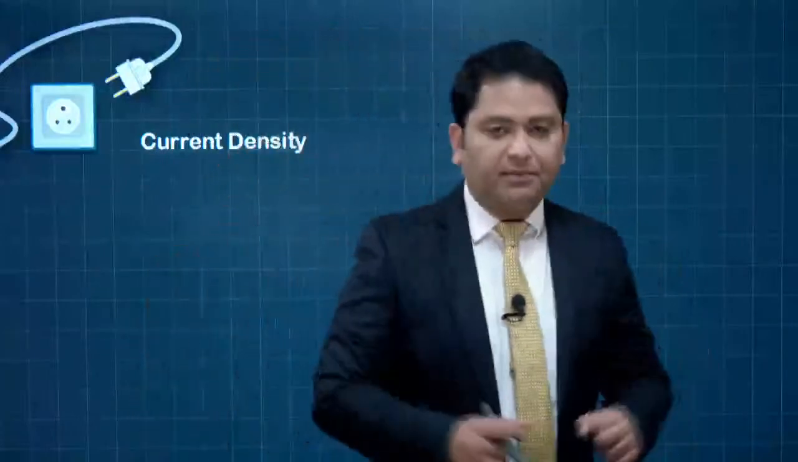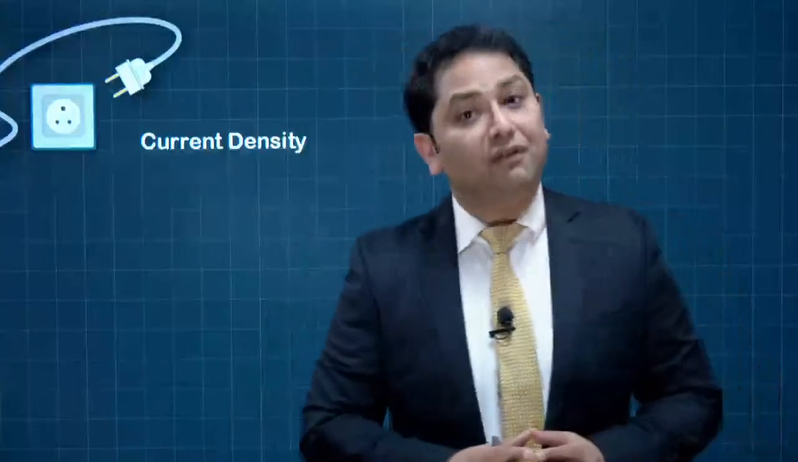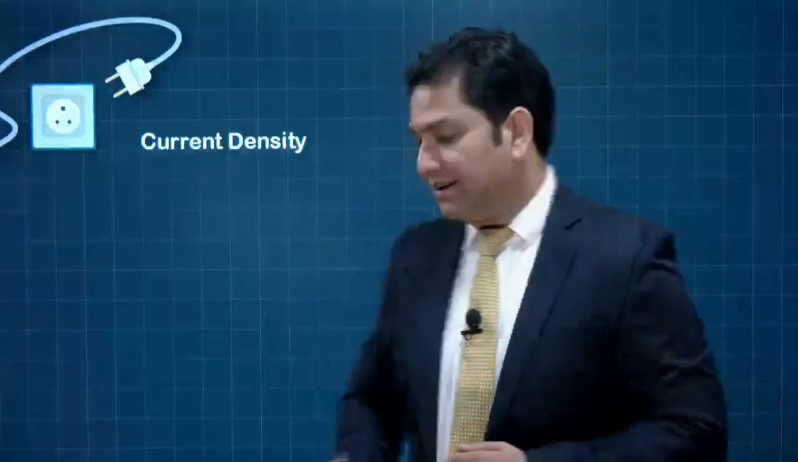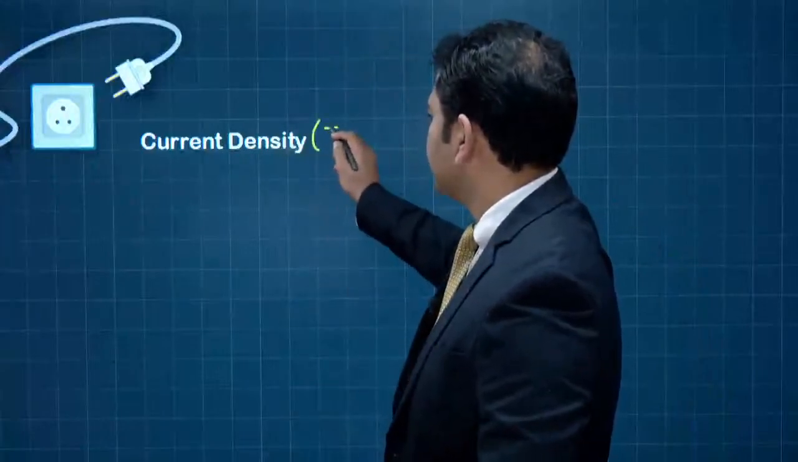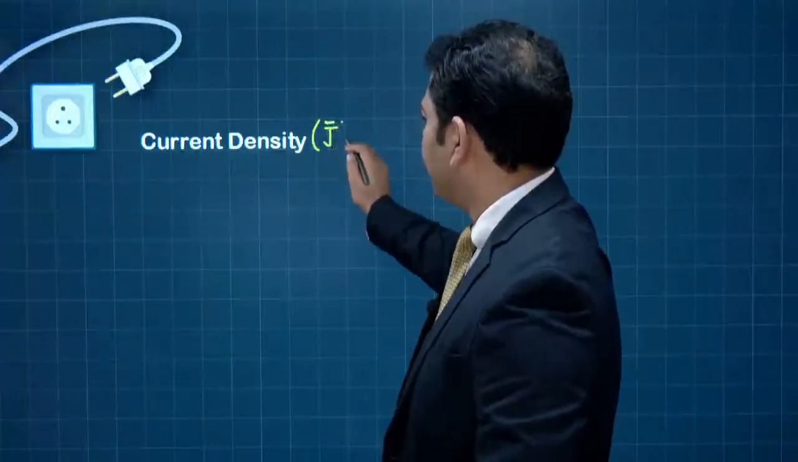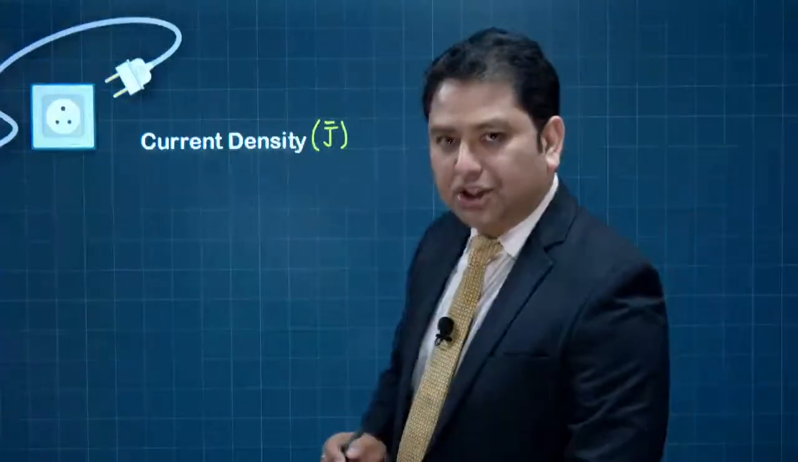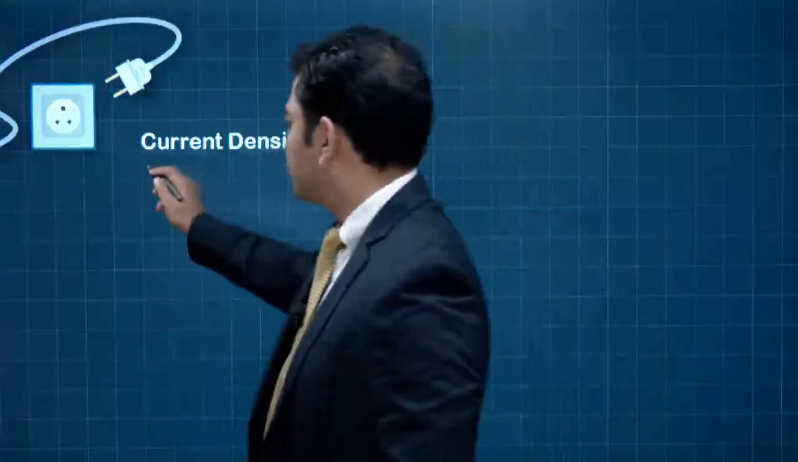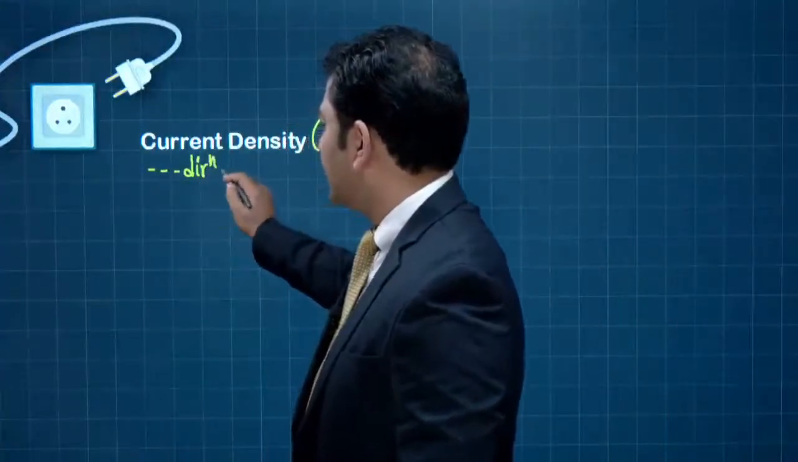Now, what does that mean? Let me say, the first thing to see is that current density is a vector quantity. It will be represented by J, and it's a vector. You would like to know the direction of J. The direction of J is the same as the direction of current.